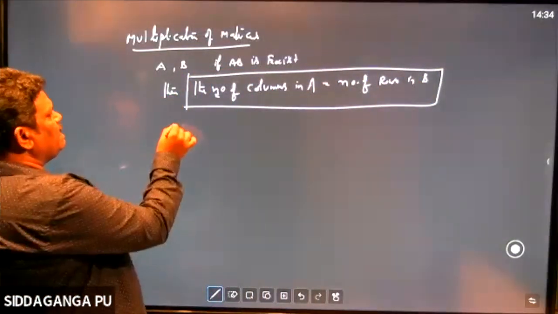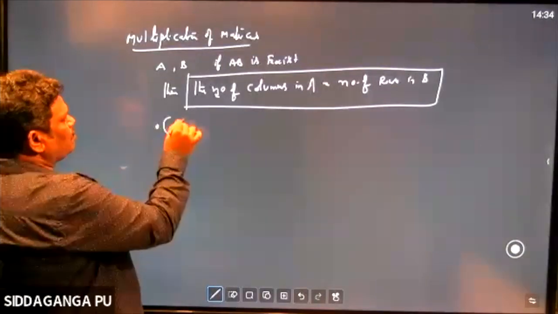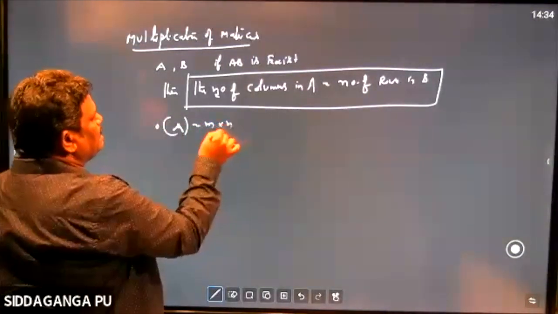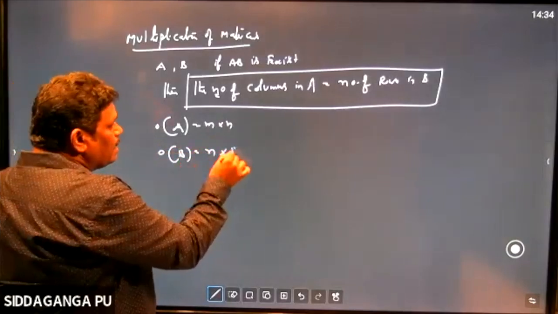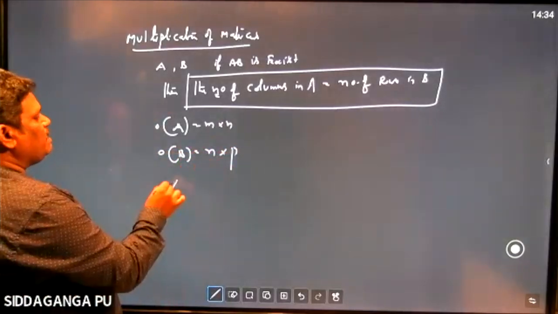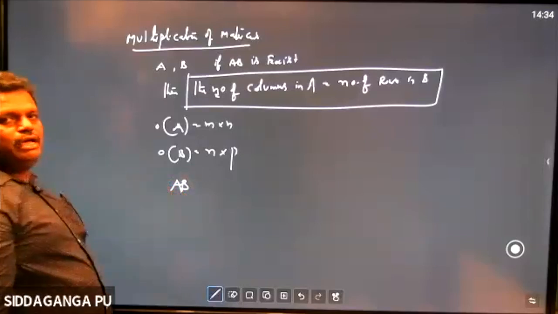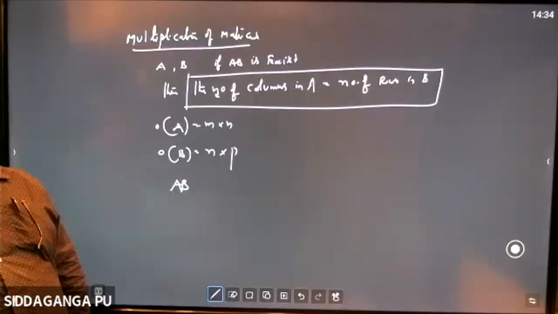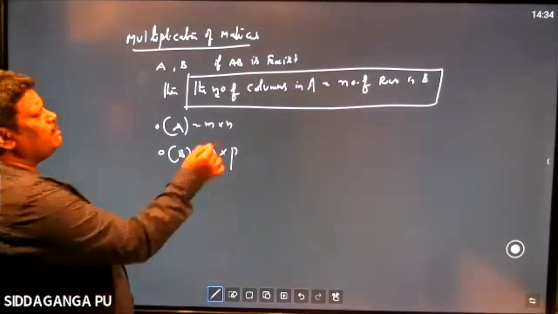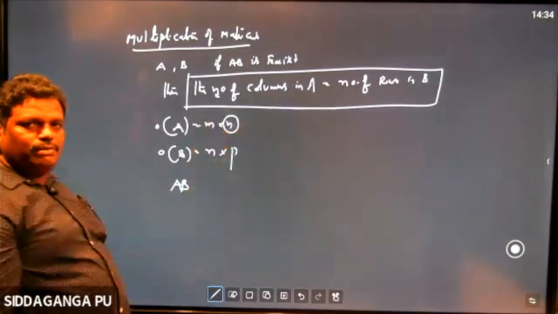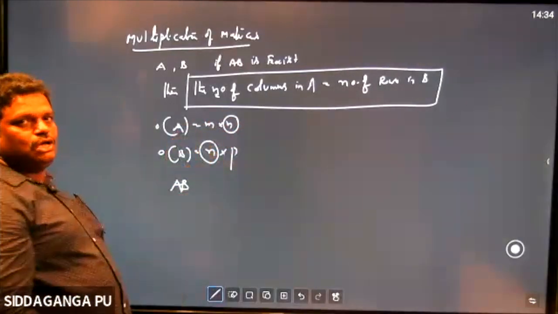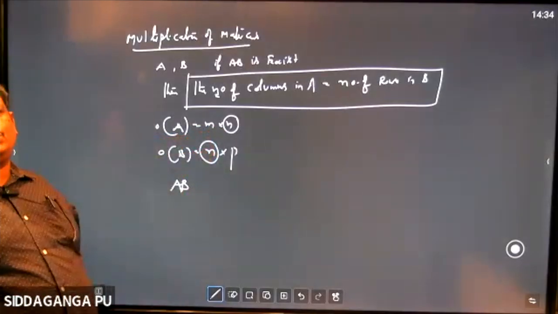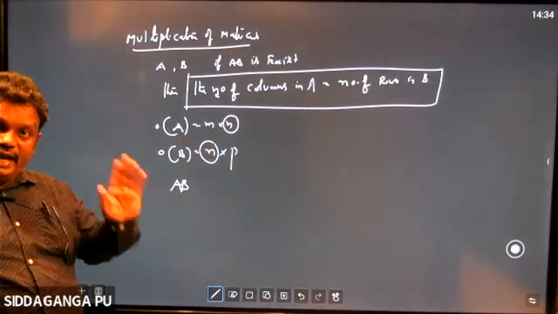For example, the order of A is m by n and the order of B is n by p. Now we can check whether AB exists or not. Simply remember: the first matrix's number of columns is equal to the second matrix's number of rows. Here it is n and n, so the product must exist.